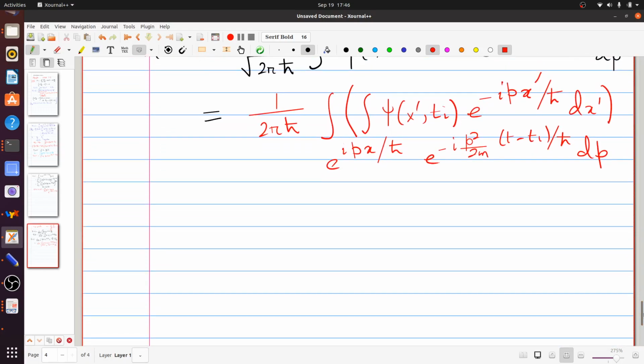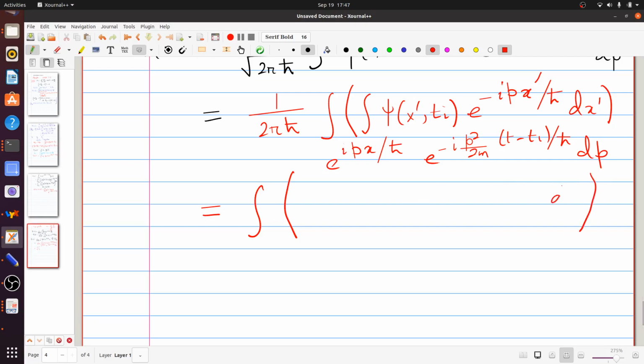So this is the integral that we have to do. But now we have already seen what we should do in the last general case. All we need to do is interchange the two integrals. Here we have an integral over x prime being done first and then an integral over p. If we alter the order in which these integrals are being done, you have an integral over x prime to be done later and an integral over p to be done first.